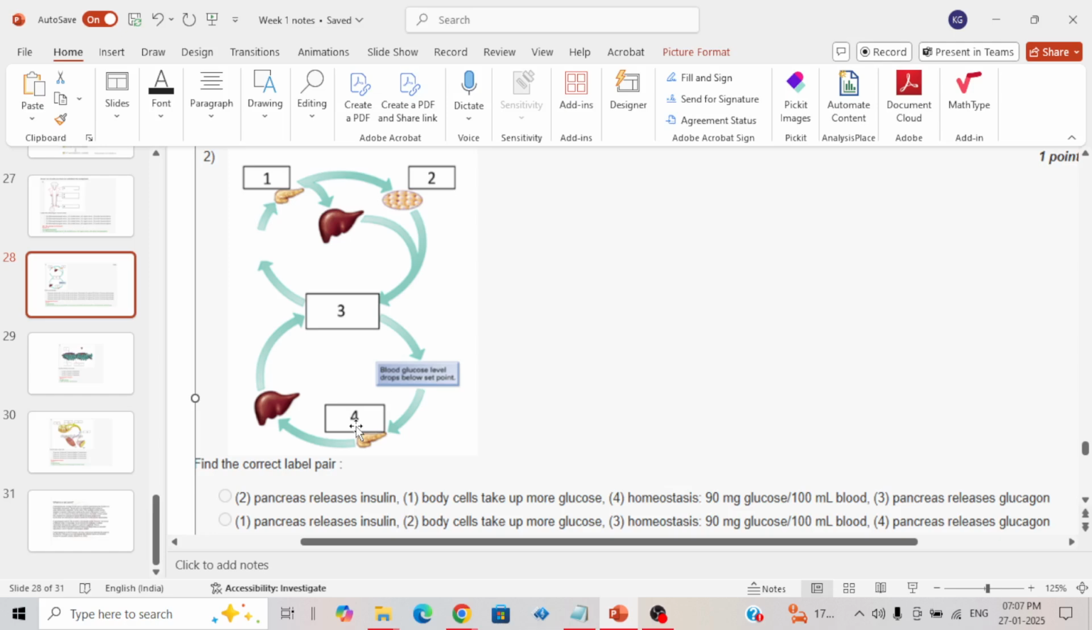See here, you should remember two things very clearly. Insulin is a hormone which will reduce the blood glucose level, and glucagon is a hormone which will increase the blood glucose level. These are antagonistic to each other. Antagonistic means they work in an opposite manner to each other. So you should remember this.